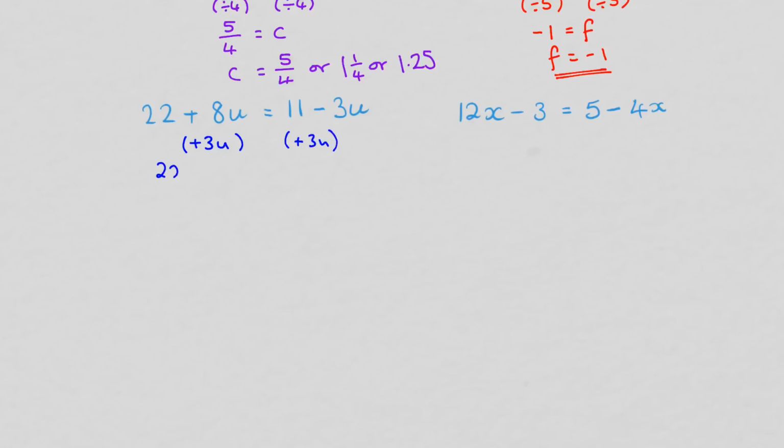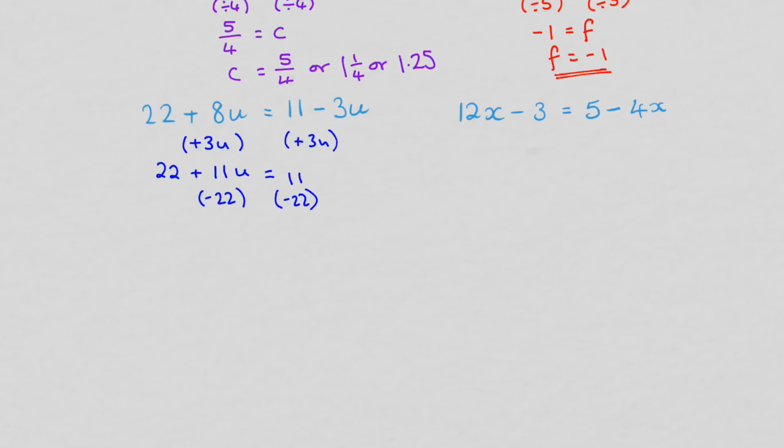Okay, so we've got 22 plus 11u on the left-hand side. The u's disappear from the right-hand side, leaving us with 11. So now we're trying to get u by itself. So we're going to subtract 22. Oops, that wasn't a subtract really, was it? Subtract 22 from both sides.